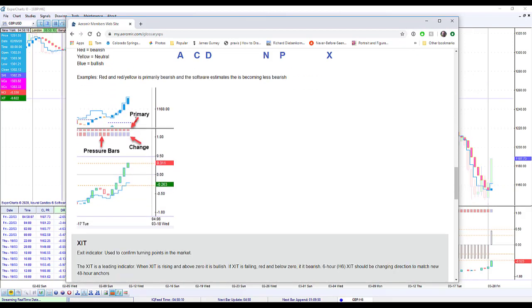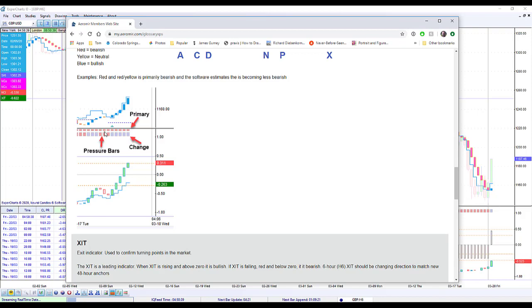The pressure bar, these are the little bars with the colors underneath the main chart and at the top of the indicator area. So there's 2 rows of them on the 2-hour chart. There's a primary change, which is the top one, and then the bottom is the change of what ExperCharts is thinking that it's doing. So here the primary one is bearish, but these blue ones are saying, well, I think it might be turning bullish.